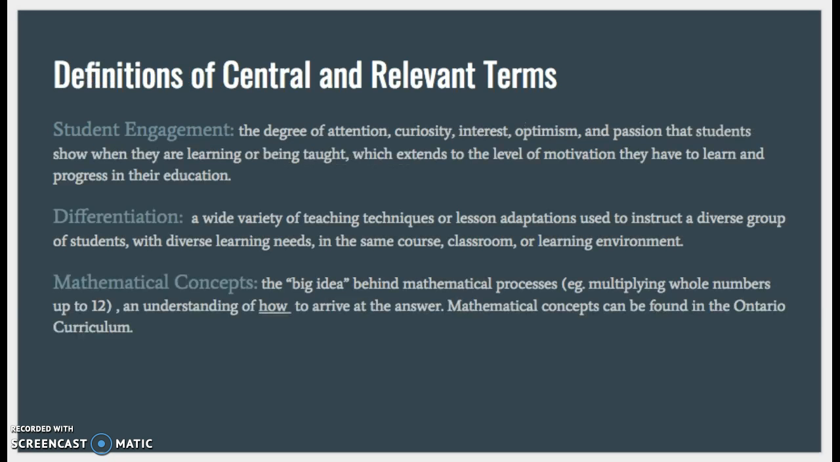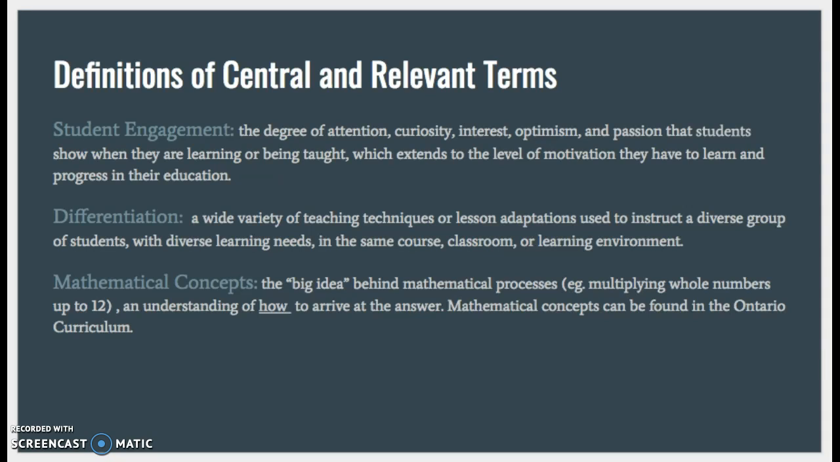So based on my research, I needed to define a couple of things for those who might not be up on their educational lingo, or if anybody on the outside was looking in. The 3 terms that I thought were important was student engagement, which is the degree of attention, curiosity, interest, optimism, and passion that students show when they are learning or being taught.